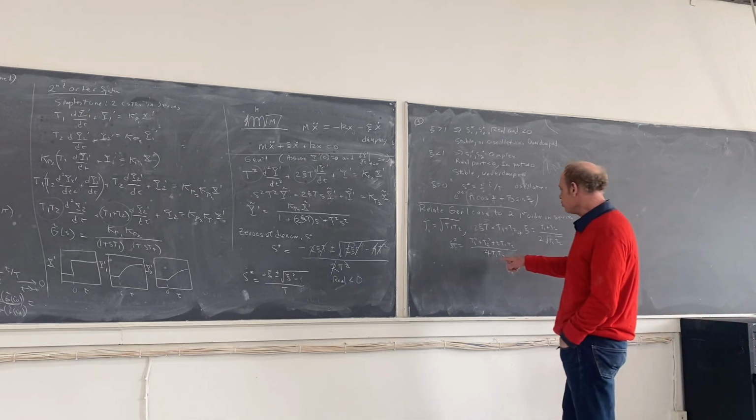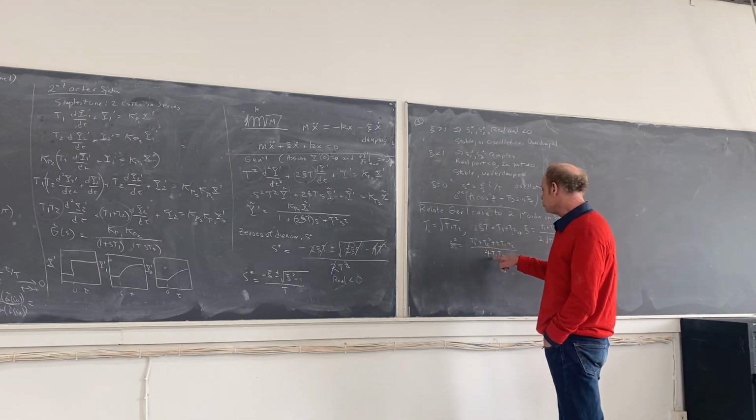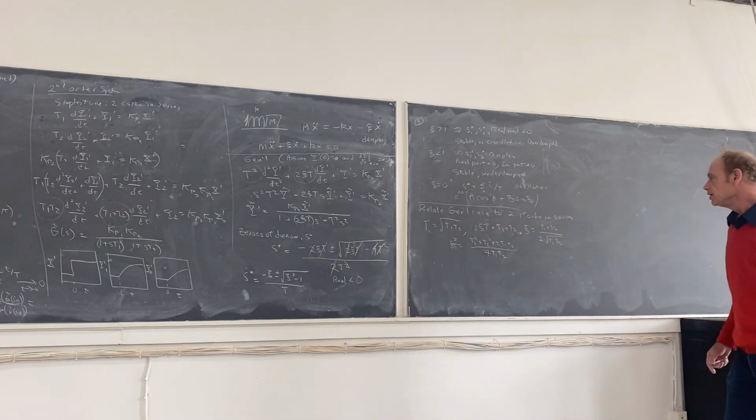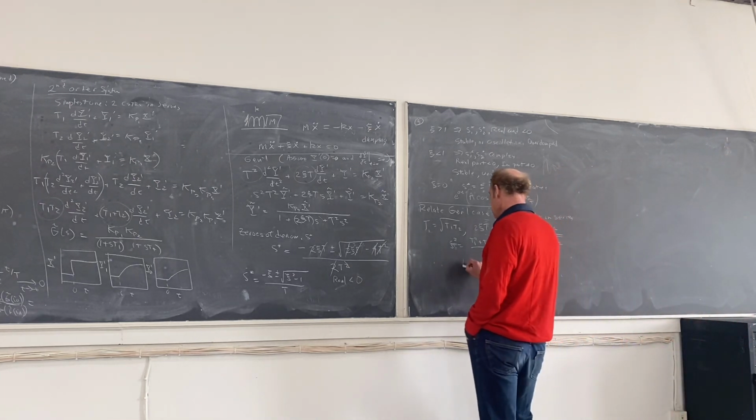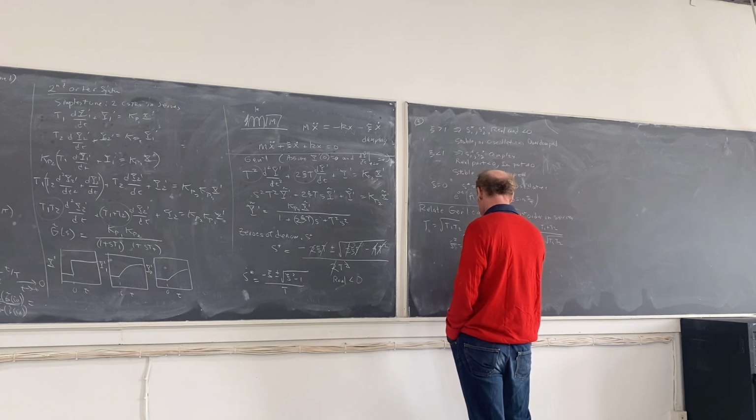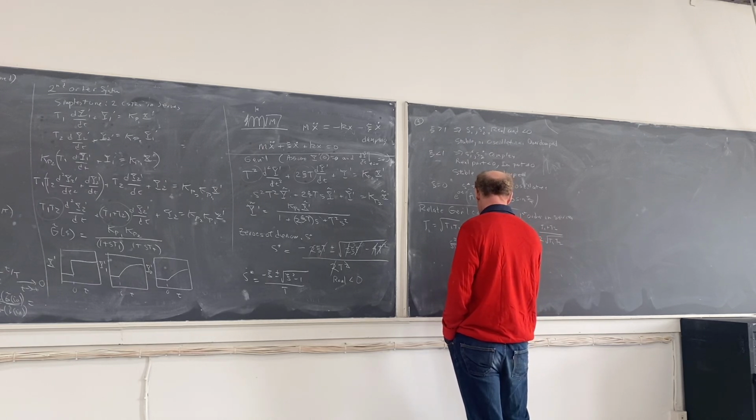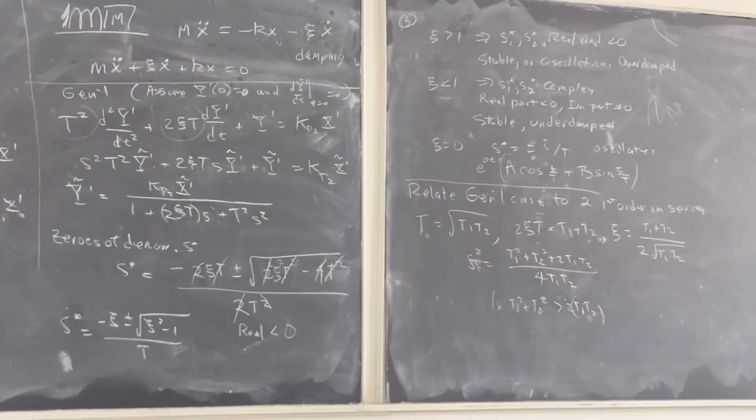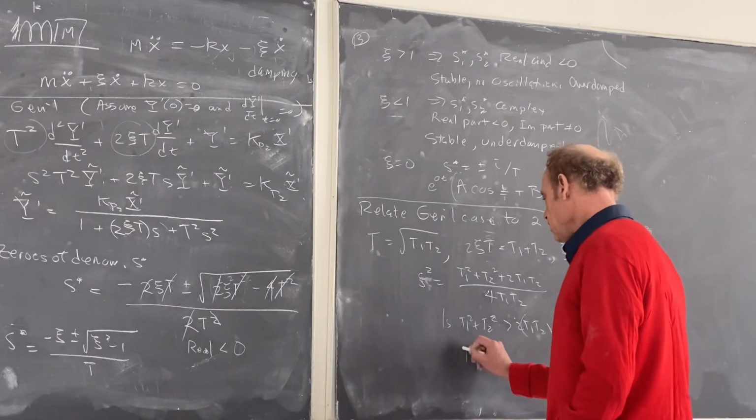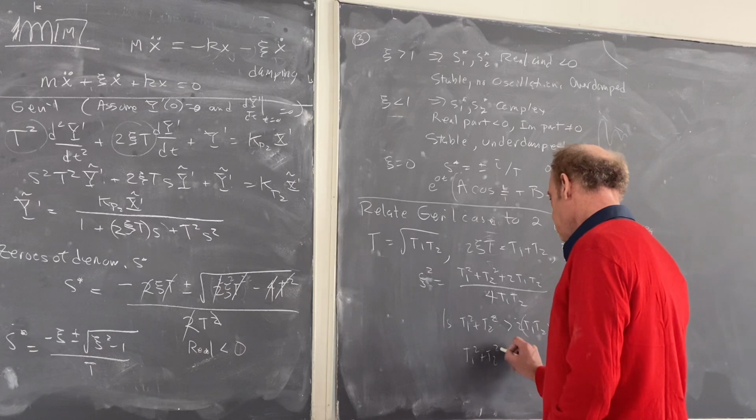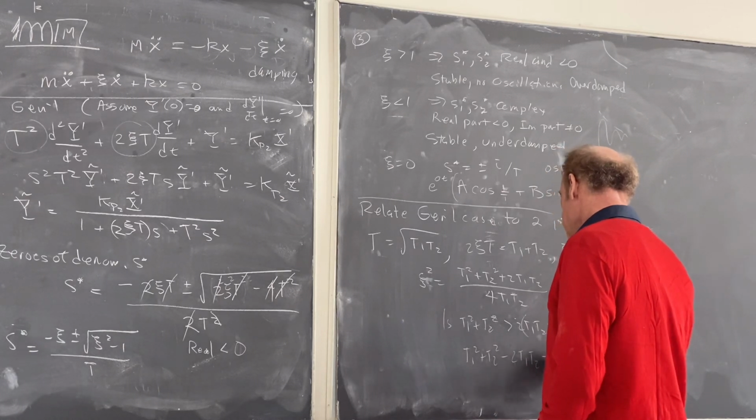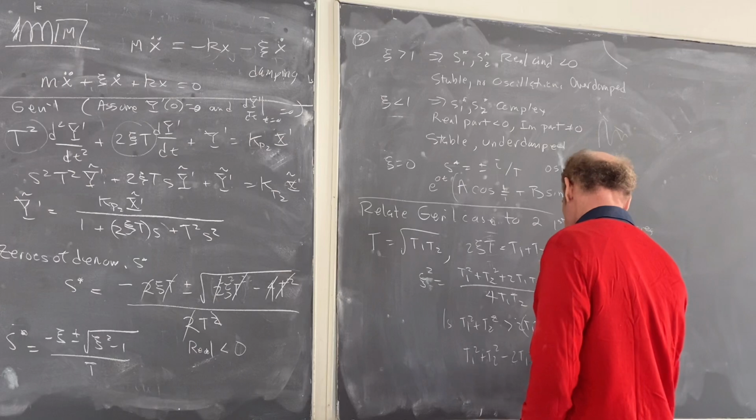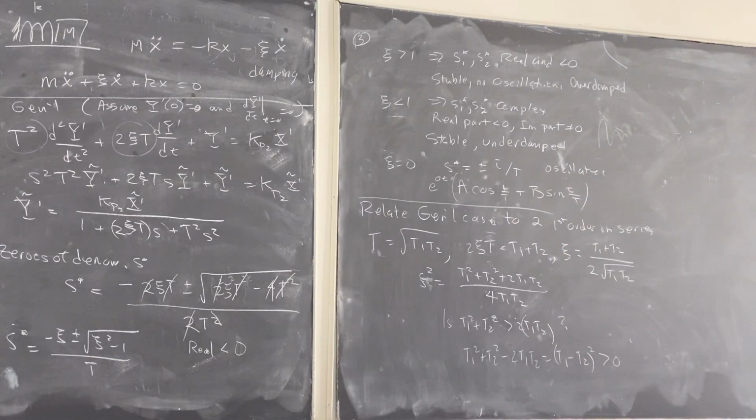So here I would have to show that T1 squared plus T2 squared is greater than 2T1, T2. So let's just see. Is T1 squared plus T2 squared greater than 2T1, T2? I think I can still show that. Well, T1 squared plus T2 squared minus 2T1, T2 is equal to T1 minus T2 squared. And this is in fact greater than 0. Thanks for pointing that out. So the argument's a little more complicated.